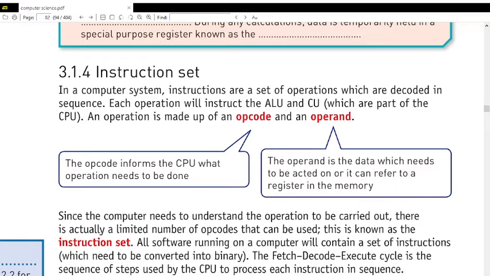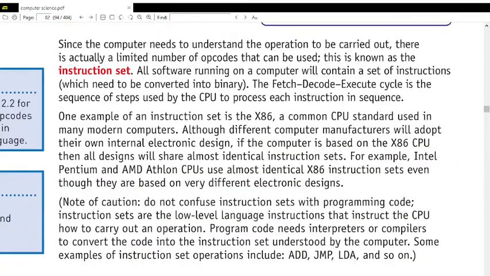So at the end of the day, the basic thing to remember here is that the x86 instruction set is the most common one, but sometimes these instruction sets are created depending on the different designs of the central processing unit. We should not confuse the instruction set with the programming code. Instruction sets are low-level language instructions that instruct the CPU how to perform an operation, while program code normally needs to be either compiled or interpreted to be converted into the instruction set understood by the computer.